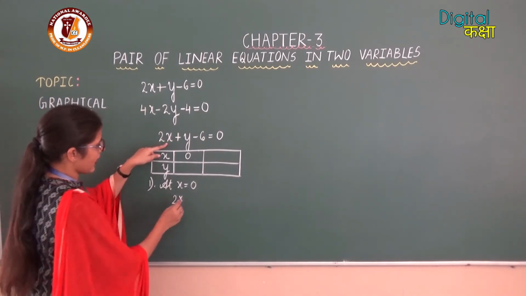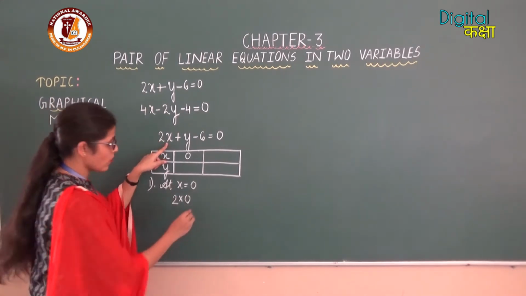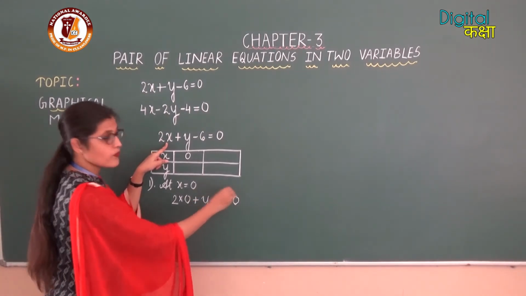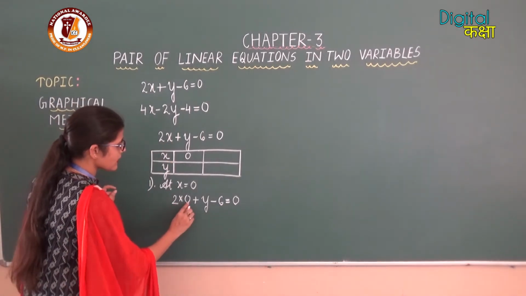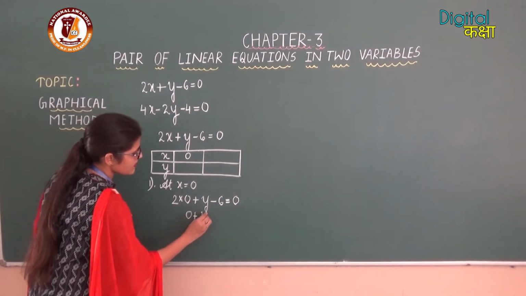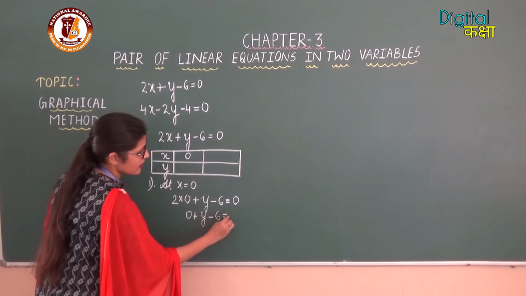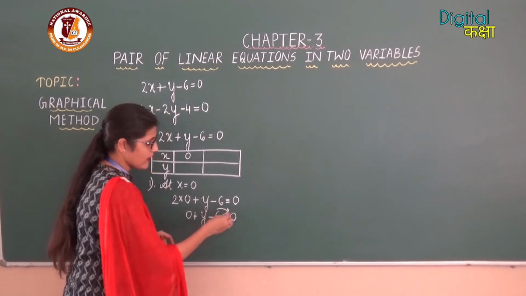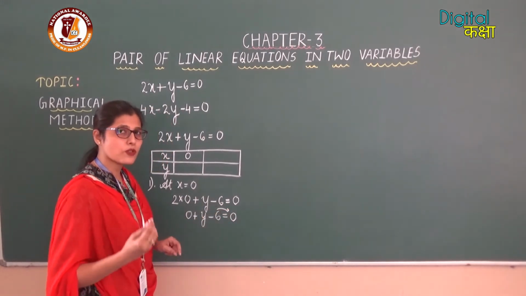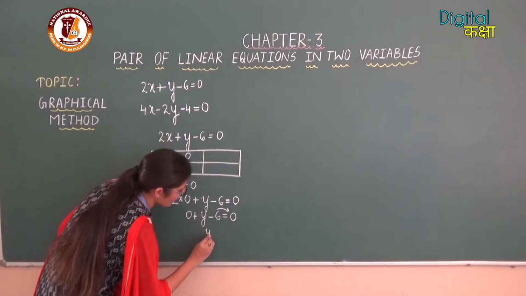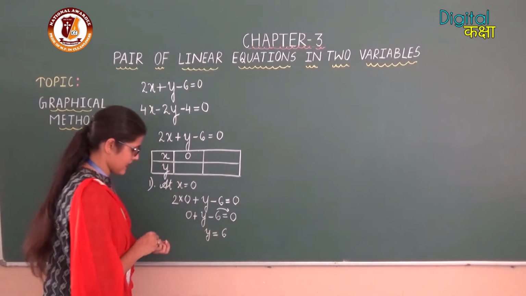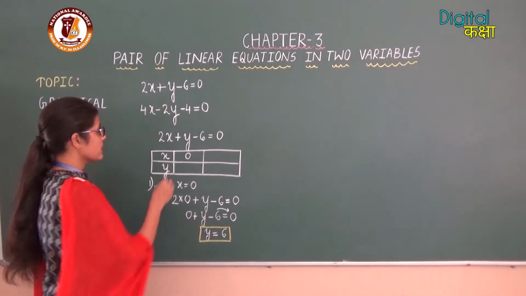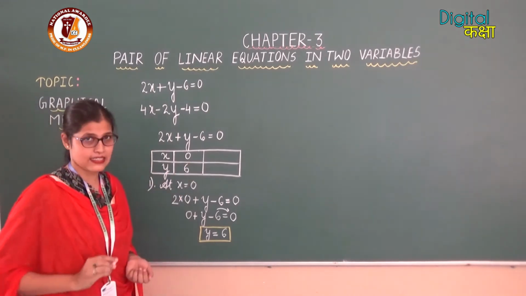So, in the first case, at x equals 0, we'll find the value of y. Now, the equation is 2x, so in place of x, I'll be writing 0, plus y minus 6 equals 0. Here, anything into 0 will be 0, plus y minus 6 equals 0. Now, I'll be shifting it towards the right hand side by the transposition method. So, the value of y will be equal to 6. So, at x equals 0, I'll be getting the value of y as 6.